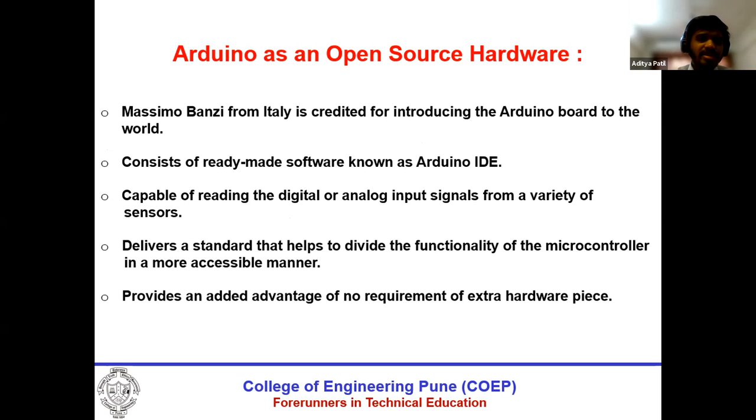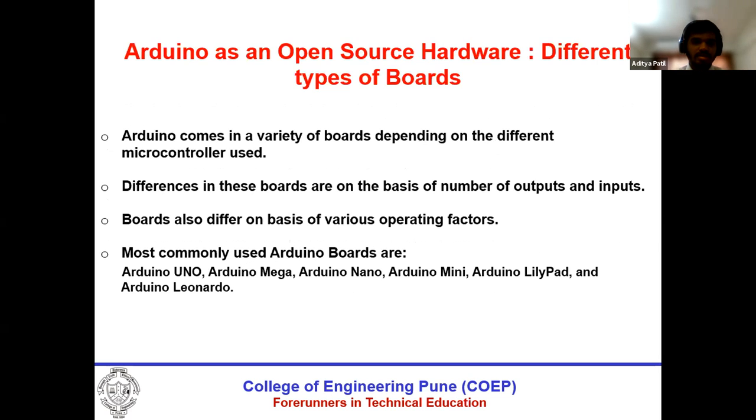And it is capable of reading digital or analog inputs from a variety of sensors. It delivers a standard that helps to divide the functionality of the microcontroller in a more accessible manner. And it has an added advantage of no requirement of any extra hardware. So Arduino comes in a variety of boards depending on the microcontroller. So basic differences in these boards are in the number of outputs and inputs. And also they differ on various operating factors like operating voltage, speed, form factor. So most commonly used Arduino boards are Arduino Uno, Arduino Mega, Arduino Nano, Arduino Mini, Arduino Lilypad, and Arduino Leonardo.